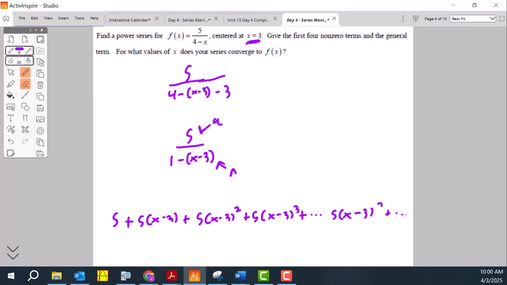So now we have a geometric series. Once again, this is the geometric shortcut. So this is a Taylor-Maclaurin series. In this case, it's a Taylor series centered at 3. And it's a shortcut to get that.